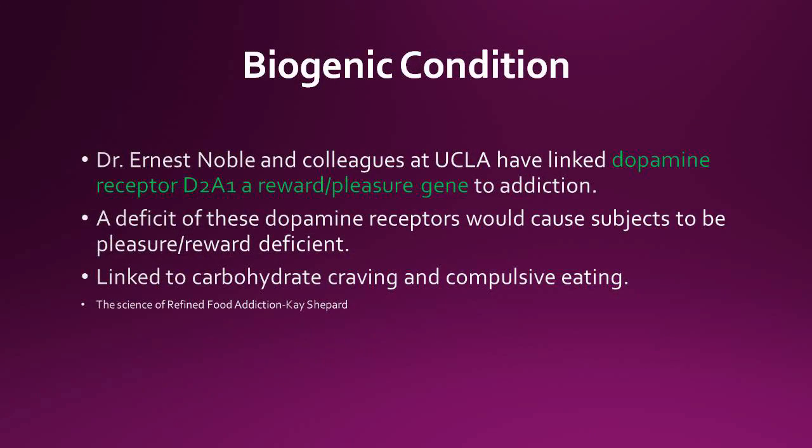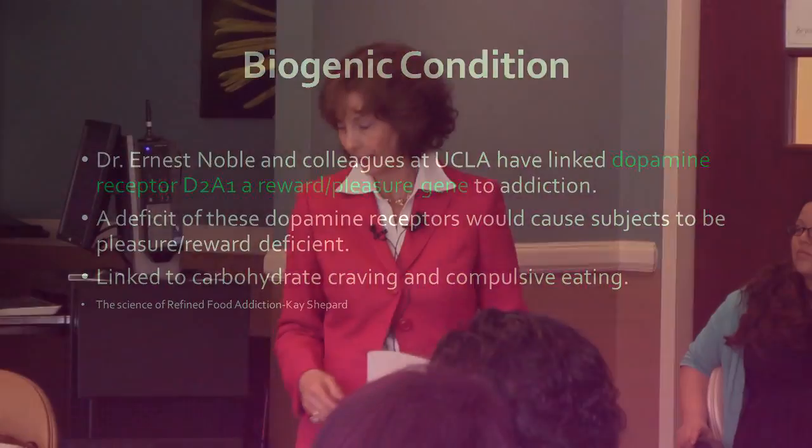understands at the time. So, a deficit of these particular dopamine receptors would cause subjects to be pleasure, reward deficient, and guess what? People are very susceptible with this gene deficiency to wanting, to needing, to desiring carbohydrate cravings and compulsive overeating. That doesn't mean you have to be that way. I always tell people, just because you have a genetic predisposition, you do not have to be that way. There are ways to go around it. And understanding and knowledge is the start. And good counselors like Cara and you all out there help too.